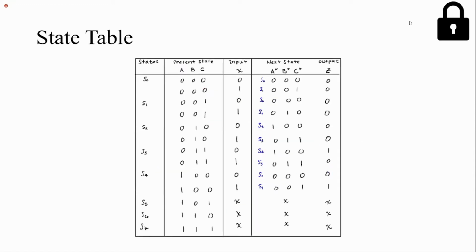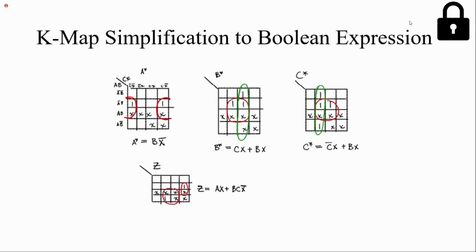So here's my state table, and I implemented that based off the state diagram. You can see that S5 onward are just don't cares because I'm not using them. So here's my K-map simplification to Boolean expressions. The equations are relatively simple.